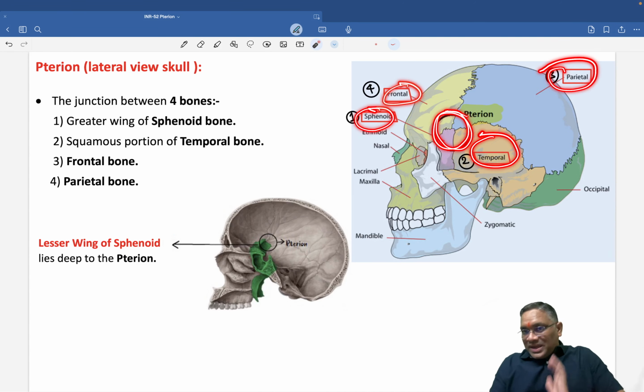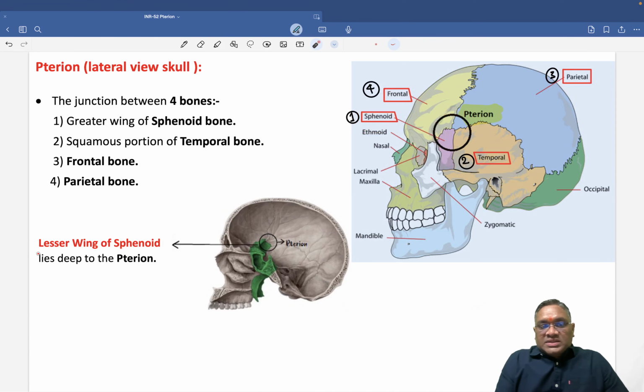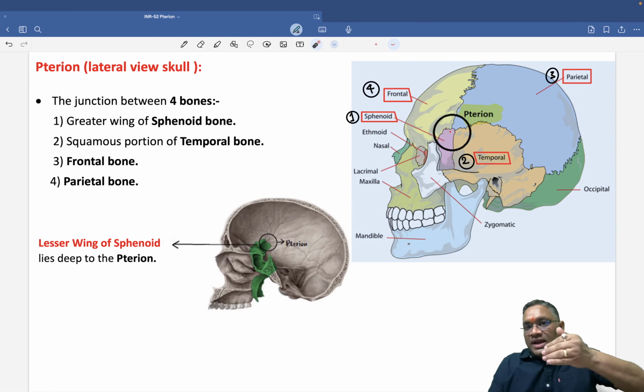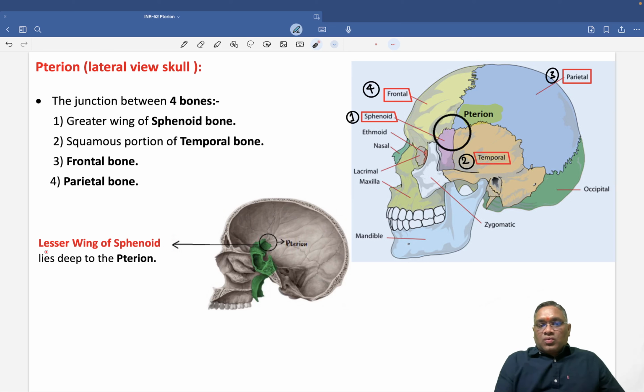When you see from the inside of the skull, you will see the lesser wing of sphenoid lying deeper to the pterion. Or you can say that when you go inside, you will see that the lesser wing of sphenoid is also present like this. So you can see this is the internal part of the skull, right? So the lesser wing of sphenoid will be lying deeper to the pterion, right?